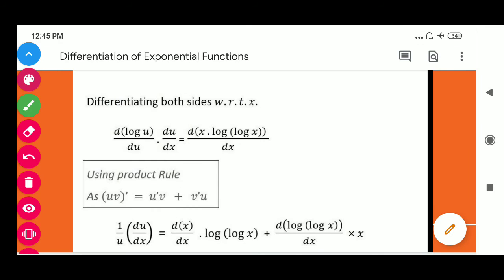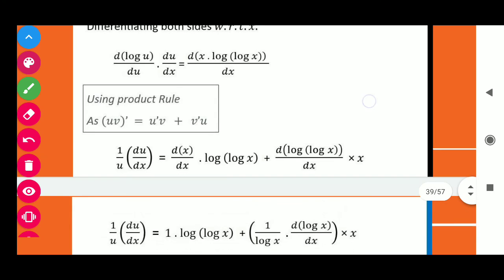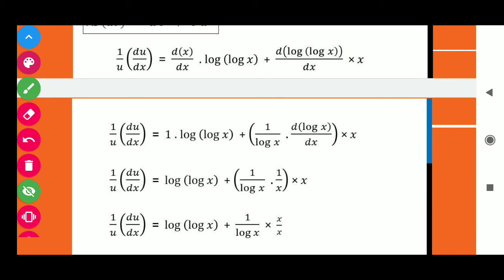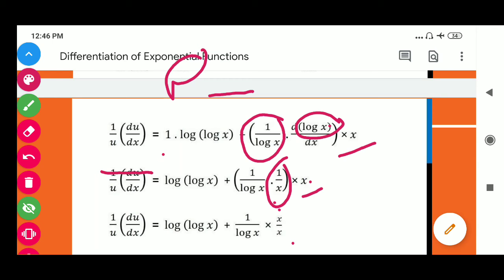derivative of x into log x, you can see here derivative of log x as it is, and derivative of x is 1. So students, here next we have 1 over u du over dx, log x as it is, derivative of x is 1, and derivative of log x is 1 over log x, and derivative of log x is 1 over x, and derivative of x is 1, and this x is as it is. So x to x will cancel out. In this way we get log into log x plus 1 over log x.